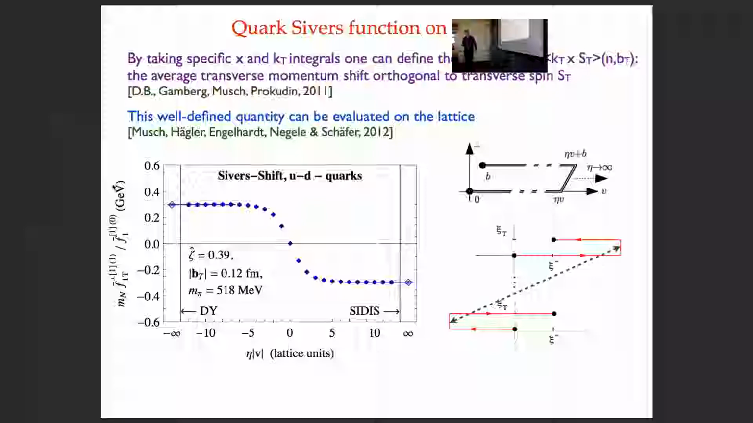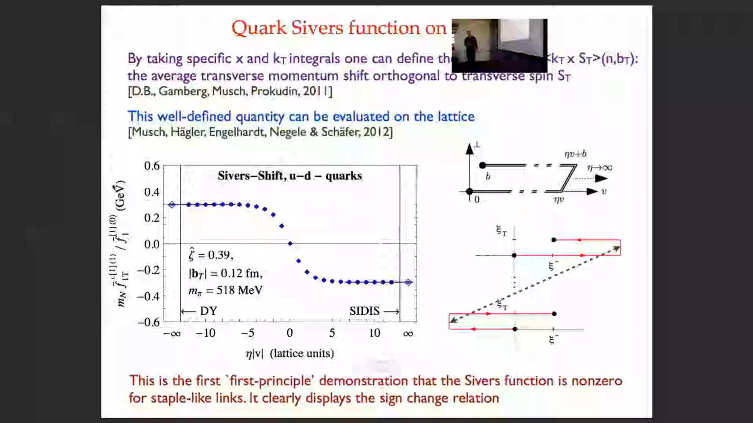So what was the result? If you take the Sivers shift with the gauge link set to the plus link, and look at it as a function of the extent in this direction, you start to slowly make it shorter and shorter, so you go via the straight link and into the Drell-Yan link. So here's the Sivers link, here's the straight link, zero, and here's the Drell-Yan link. And it is clearly non-zero when you don't have the straight link. And I think this is the first principle demonstration within QCD.